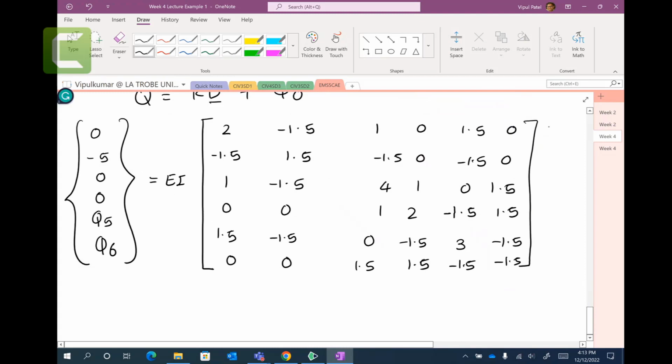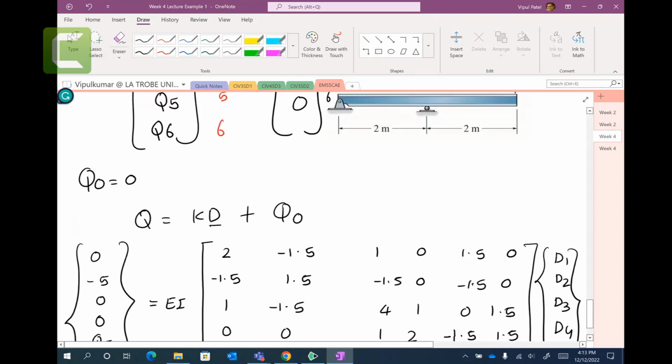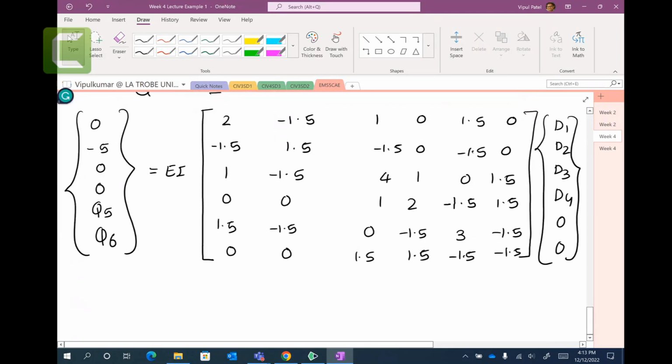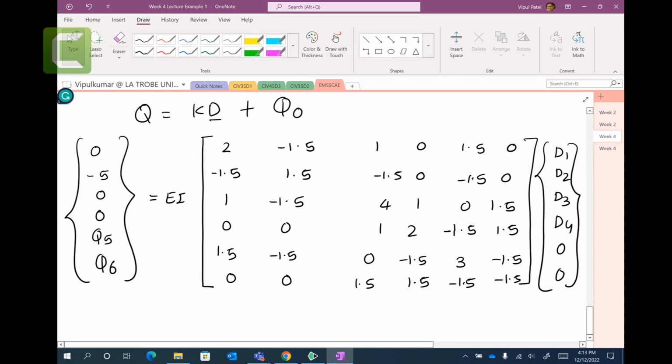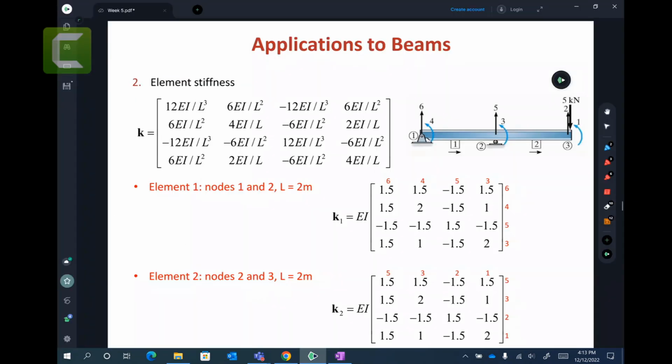I just copy them here: D1, D2, D3, D4, 0, 0. Right? And this Q0 is 0, so there is no need to write it. I just substituted the values. There is nothing else I did in the big matrix Q equals KD plus Q0. I put this whole big matrix up there. Questions? Should be okay.